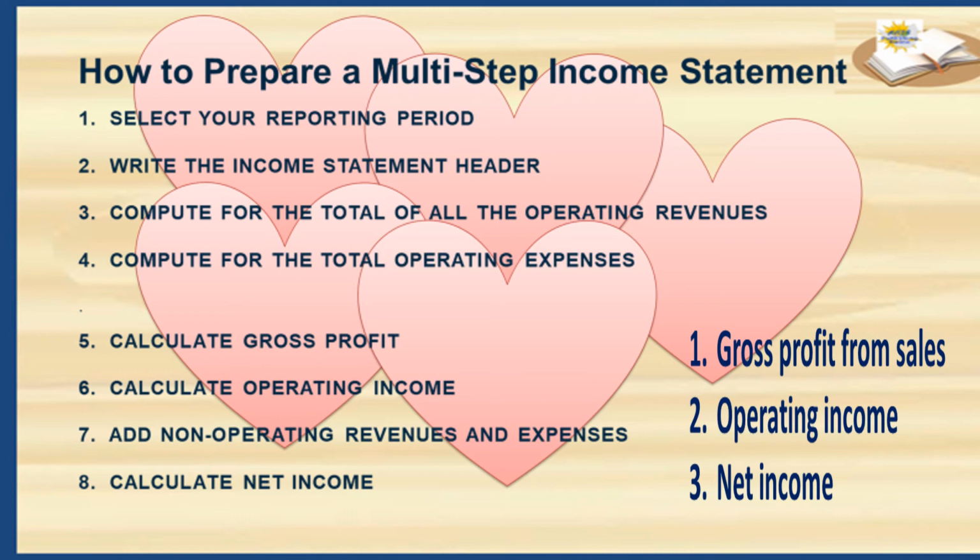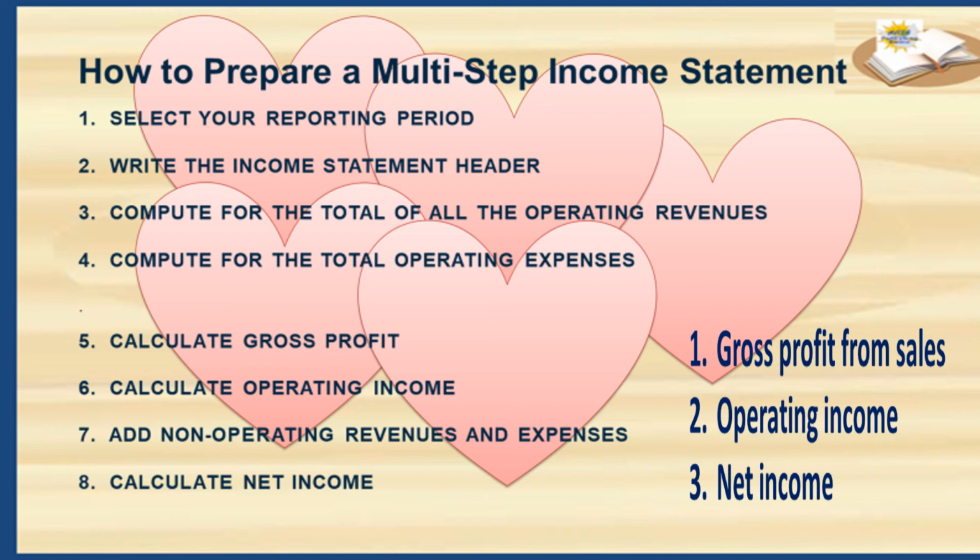Then, we compute the total of all operating revenues. Then, compute the total of operating expenses. We calculate the gross profit by subtracting from sales the cost of goods sold. Then we calculate the operating income by deducting from gross profit the total of operating expenses.